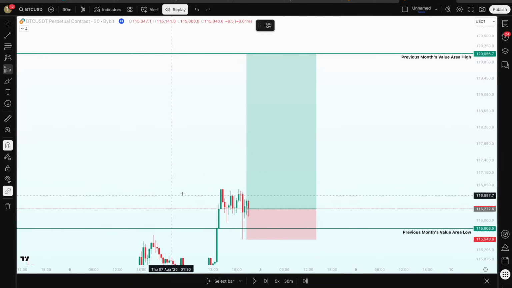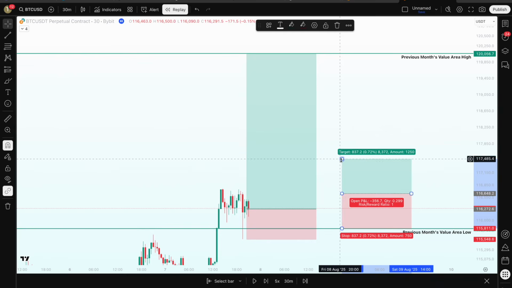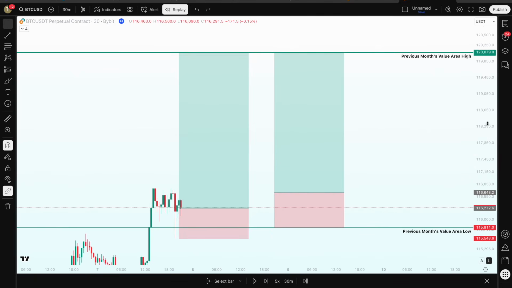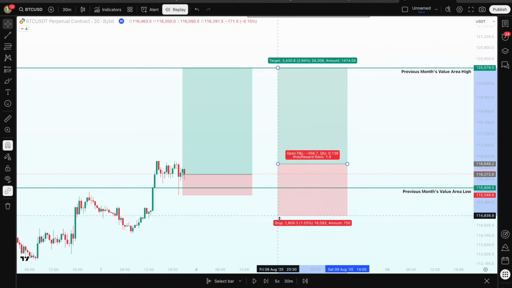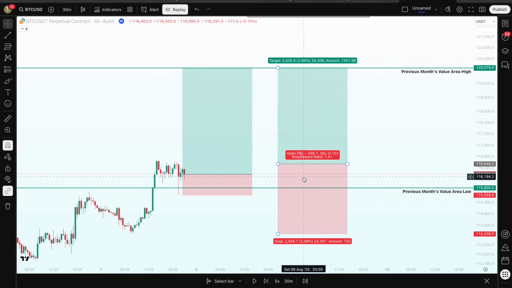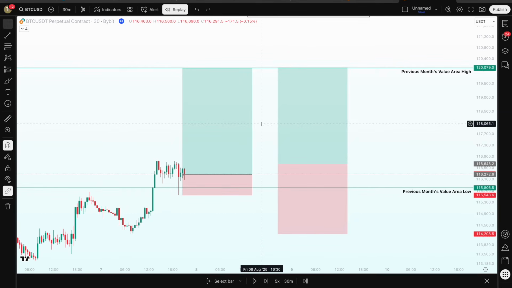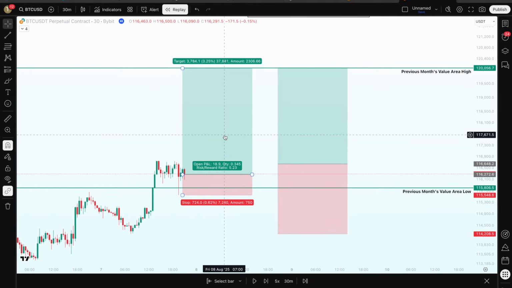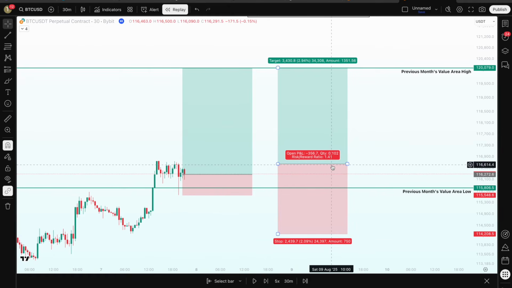However, can you just do this? Can you just take the trade right there, have your main target as the previous month's value area high, and then have your stop loss below these lows? Yes. They have the same percentage win rate. So this would have an 80% win rate, and this would have an 80% win rate. But the difference here is this would be a 5R trade, and this will be a 1.4R trade.